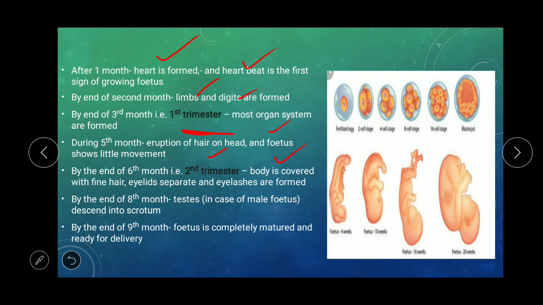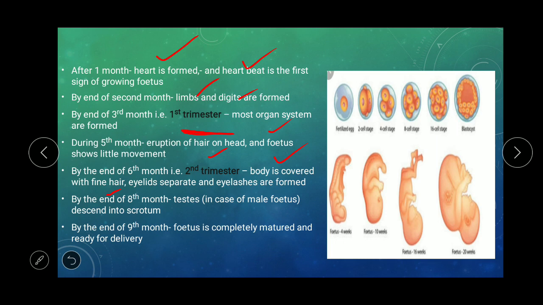By the end of the 6th month, what happens? By the completion of the second trimester, the body is covered with fine hair. So by the end of the 5th month, hair formation is taking place on the head only. By the end of the 6th month, hair formation is throughout the body. As mammals have hair throughout the body, fine hair will be produced all over the body, and the eyelids separate and the eyelashes are formed.